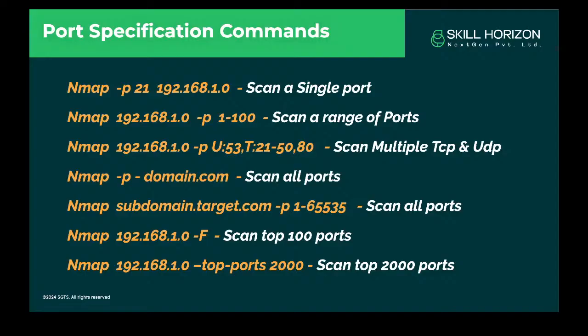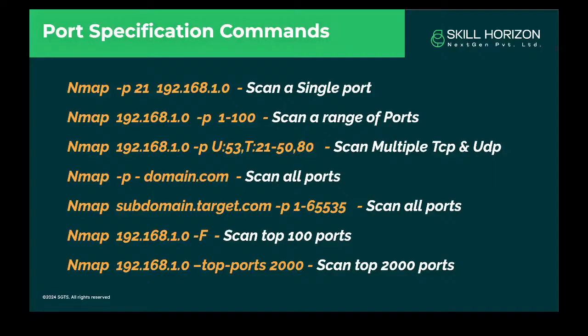Now, if you use an option called -F, that means you only want to scan the top 100 TCP ports. That makes the scan very fast, because if you don't provide any port specification, then the top 1000 TCP ports will be scanned. But if you only want to scan the top 100 ports, like HTTP, FTP, SSH, Telnet, RDP, MySQL, right? These kinds of top ports, then you can use the option -F.